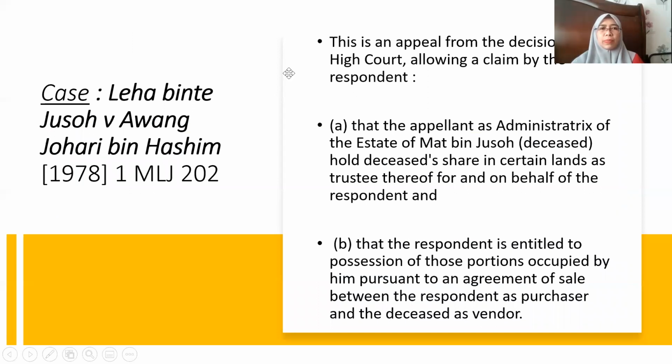Just now it was 1930-something, and now 1978: Leha binti Juso and Awang Johari bin Hashim. This is an appeal case, I think decided by the Federal Court, an appeal from the decision of the High Court allowing a claim by the respondent. It involves, again, a minor. The appellant is the administrator of the estate of Mat bin Juso.